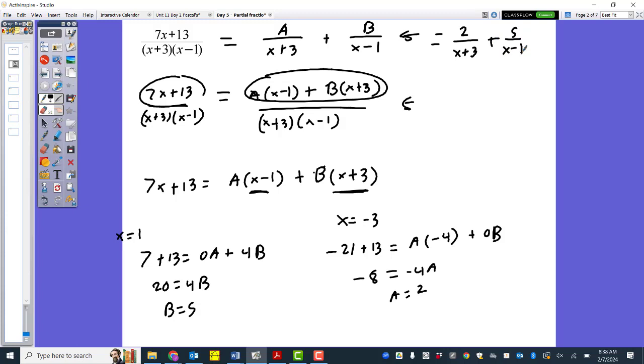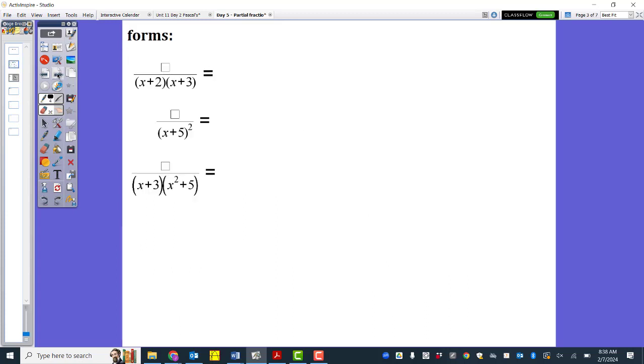Now, why does this help us in calculus? Because if we tried to integrate this first one here, we couldn't do it. But now that we have two separate fractions, that integration becomes much easier. So here are common partial fraction decompositions. If you have two binomials that are multiplied together, it's a over x plus 2 plus b over x plus 3. Order doesn't matter there, just a over the first one, and b over the next one.